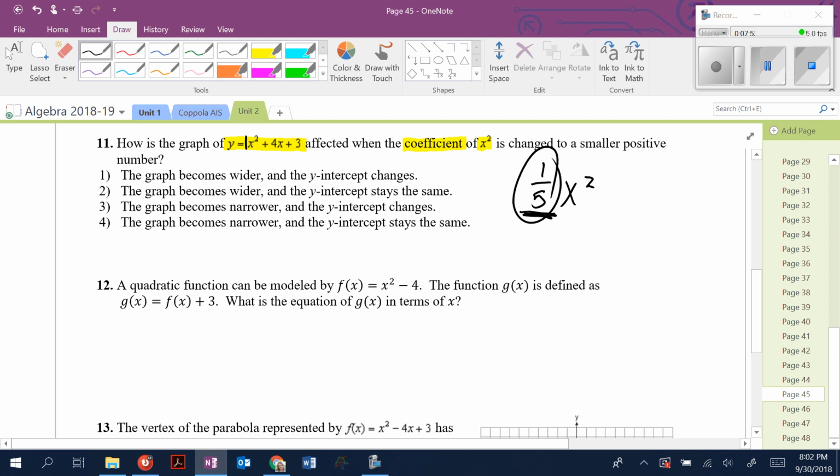What's the 1/5 going to do? It is definitely going to make it wider. So answer choices 3 and 4 are gone because 1 and 2 say wider. And the y-intercept, is the graph going to move left or right? Is it shifted if we just change the number out in front? No, no, no. So the y-intercept would stay the same. Oh, wait. No. Oh my gosh. This is a really good question.